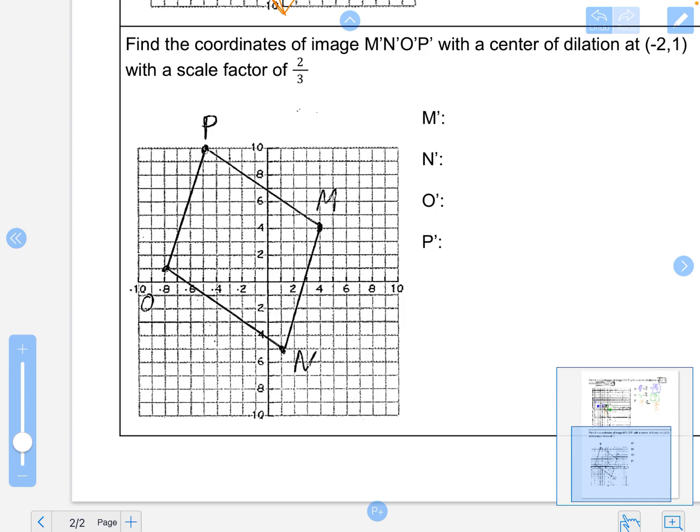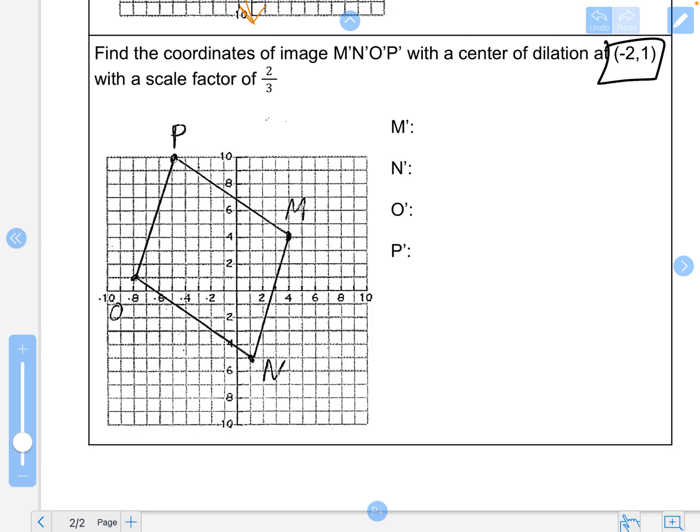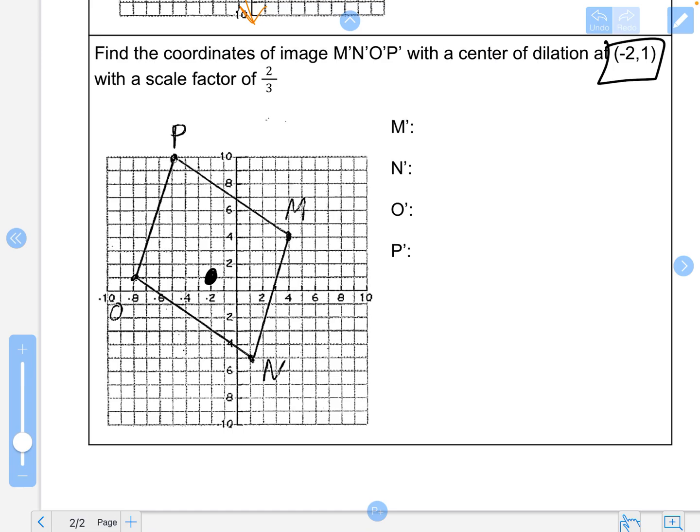All right, so now we're given our center of dilation, which is negative 2, 1, which is right here. And I'm given my scale factor, so it's 2/3, so it should be a reduction. So to get to M, 1, 2, 3, rise of 3, 1, 2, 3, 4, 5, 6. So we have 3 over 6. For N, we go down 1, 2, 3, 4, 5, 6. Right, 1, 2, 3. So it's a negative 6 over 3.